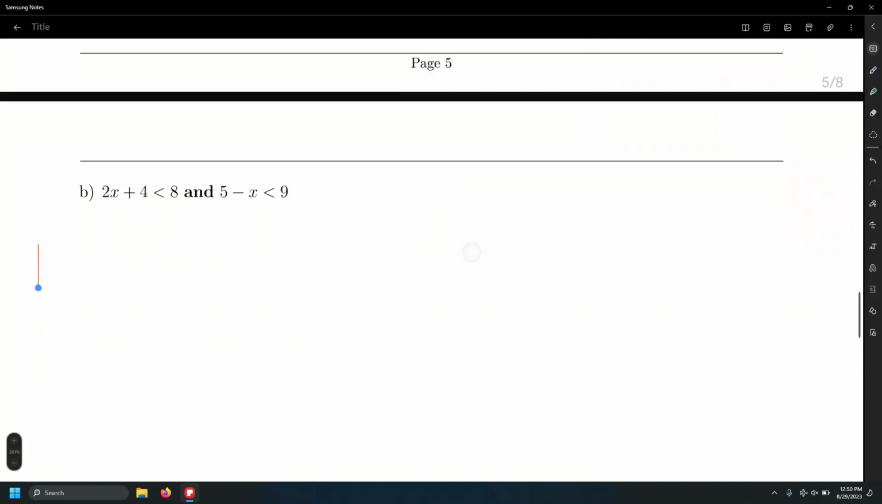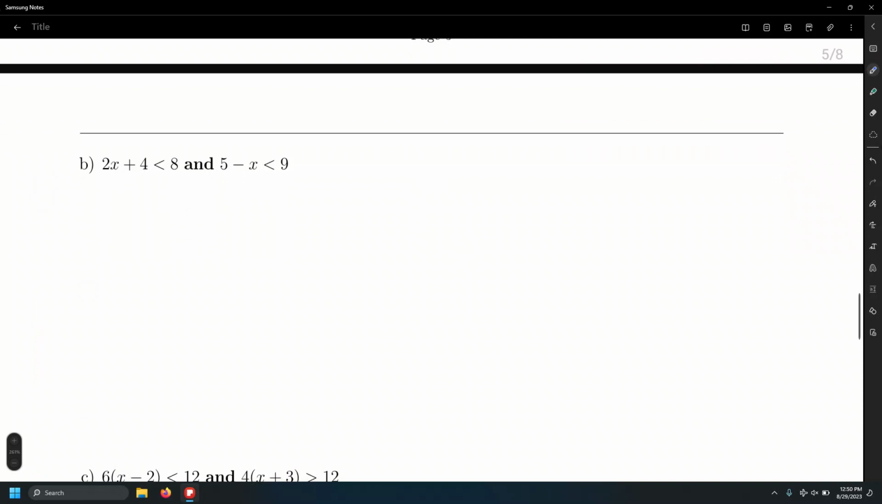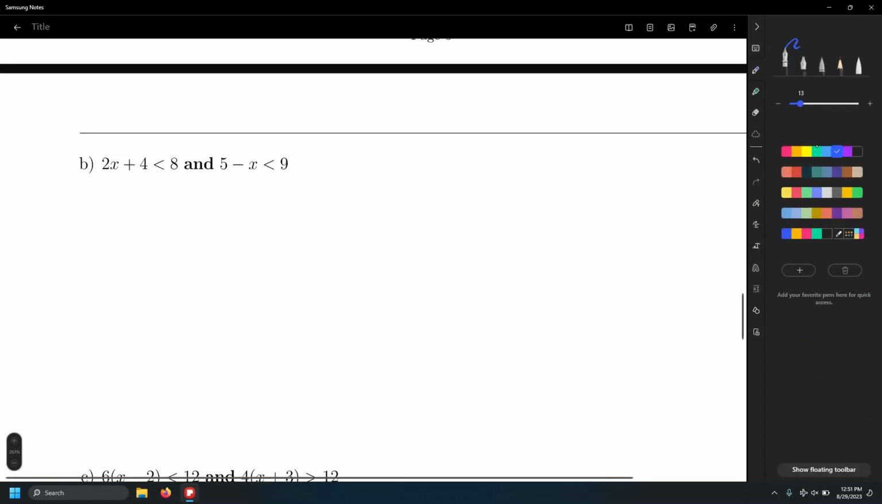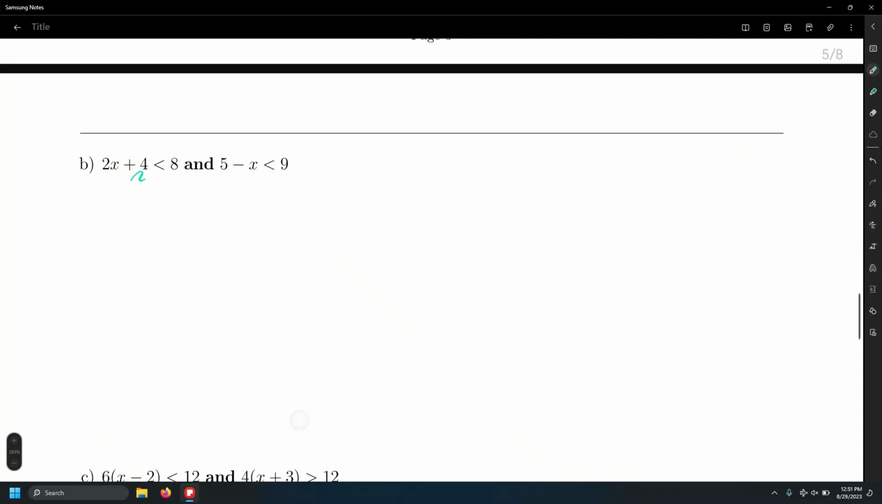B. So they're asking us to solve the inequality 2x plus 4 less than 8 and 5 minus x less than 9. All right. Again, what we do is solve each inequality individually. Let's solve the first one individually.